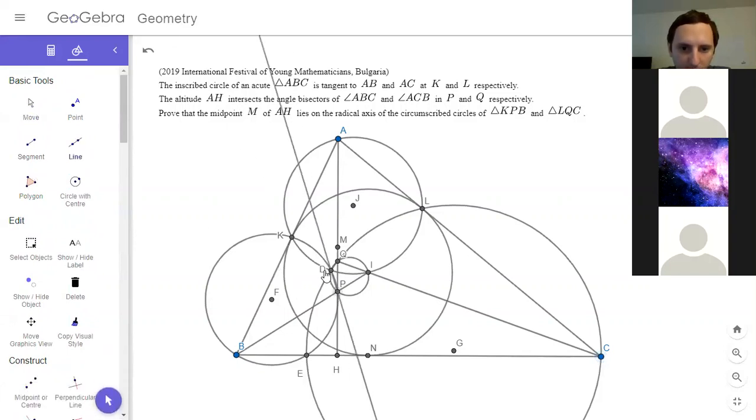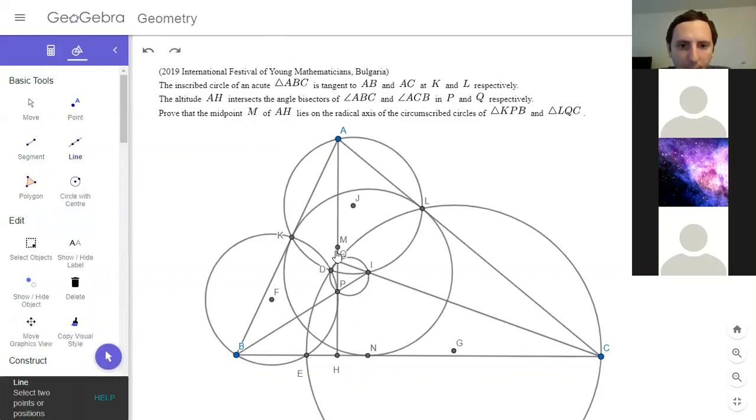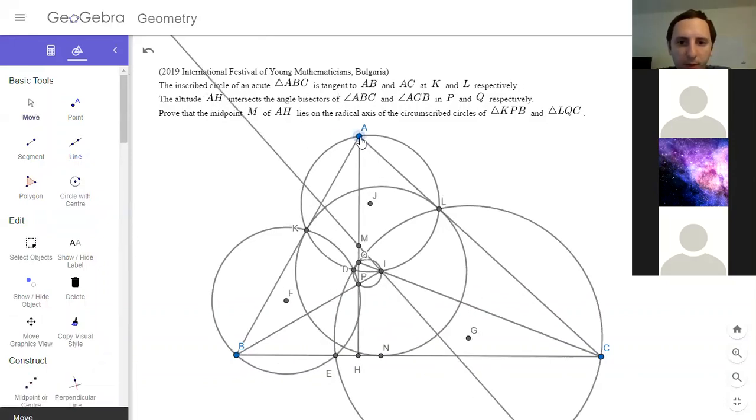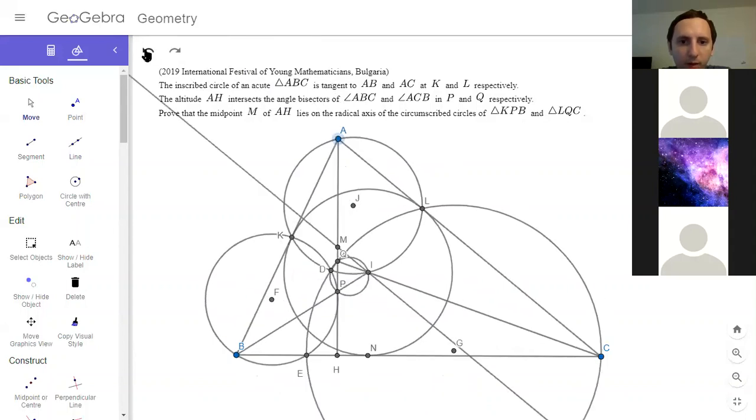Let's see something. Is MI parallel to AC? I doubt it, because by symmetry, then it would also be parallel to AB, I would think. But yeah, no. Oh. It's all right then. I'm trying to use Casey's theorem.